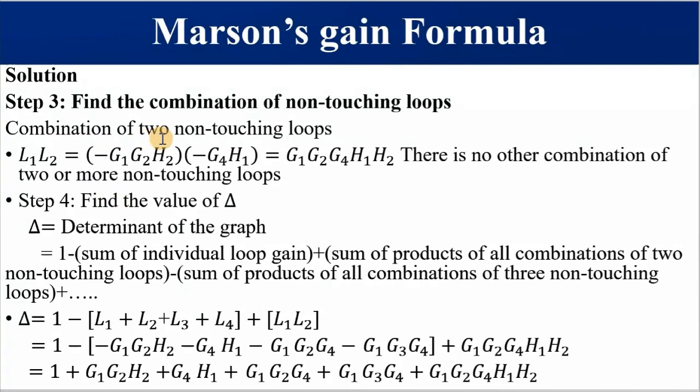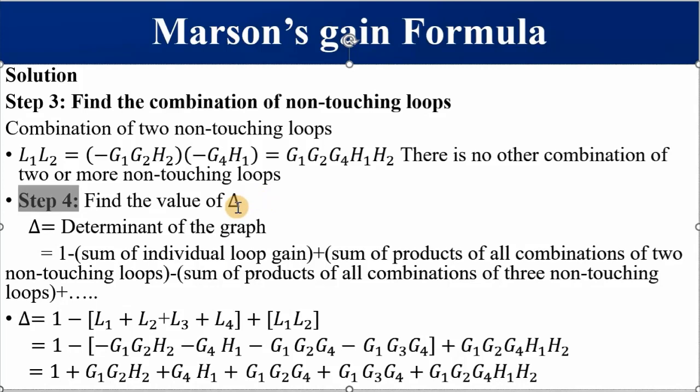So the combination of 2 non-touching loops, L1 and L2, this is the gain of loop 1, this is the gain of loop 2, and this is our overall gain. And we are saying there is no other combination of two or more non-touching loops. So for our step 4, we are now going to find the determinant of the graph.